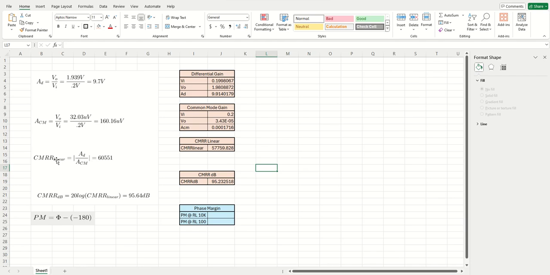Now we're doing common mode rejection ratio linear. I have it set up to take the absolute value of J6, the differential gain, divided by the common mode gain, J11, and it gives us 57,759. Then we turn it into decibels: 20 times log of the common mode rejection ratio linear value, and the calculation gives 95.23 dB. So even though these values were different, the common mode rejection ratio wasn't significantly different.